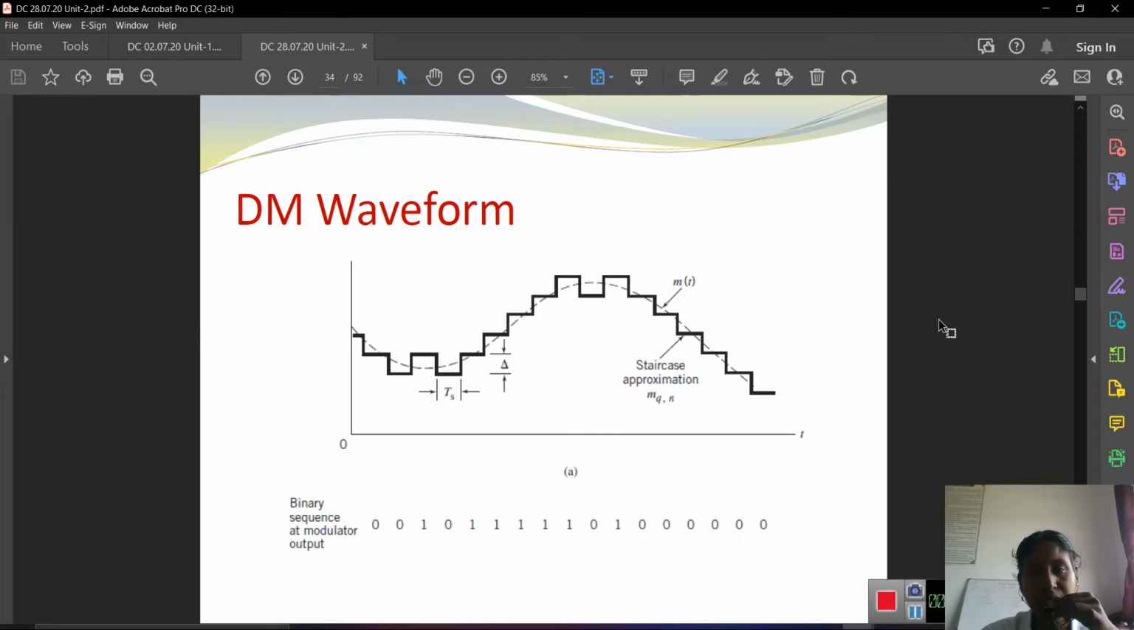Here is the DM waveform. The original signal is m(t) and the staircase approximation is a stepwise signal. The difference between the step up and step down is delta, right? Here the equal sampling period is Ts.